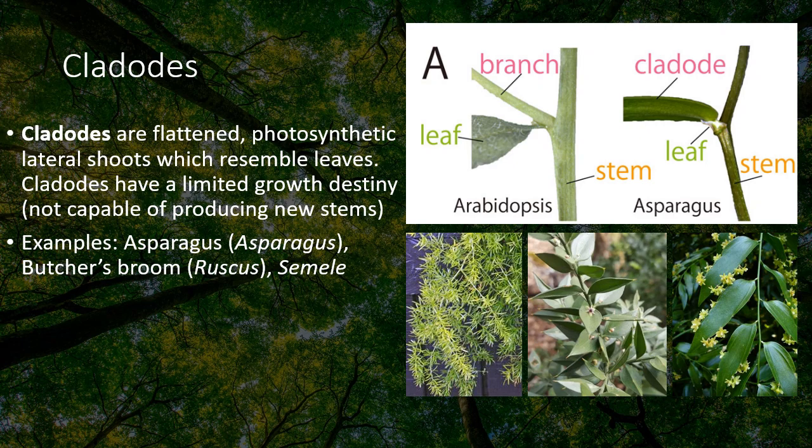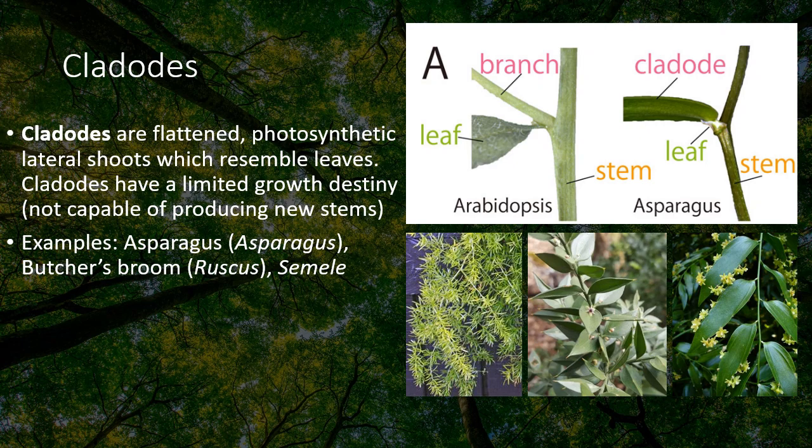So unlike most lateral shoots or most shoots in general, they do not have the ability to continue to produce new branches. So that lateral shoot doesn't have the ability to produce tertiary and quaternary branches. It just is a cladode, and now it has a limited growth destiny. So good examples would include asparagus, which we can see on the far left-hand side. Butcher's bloom or ruscus, which is in the middle, you can see that each ruscus cladode does have one node on it from which it produces a flower. And ruscus is really popular in the floral industry as a floral foliage.